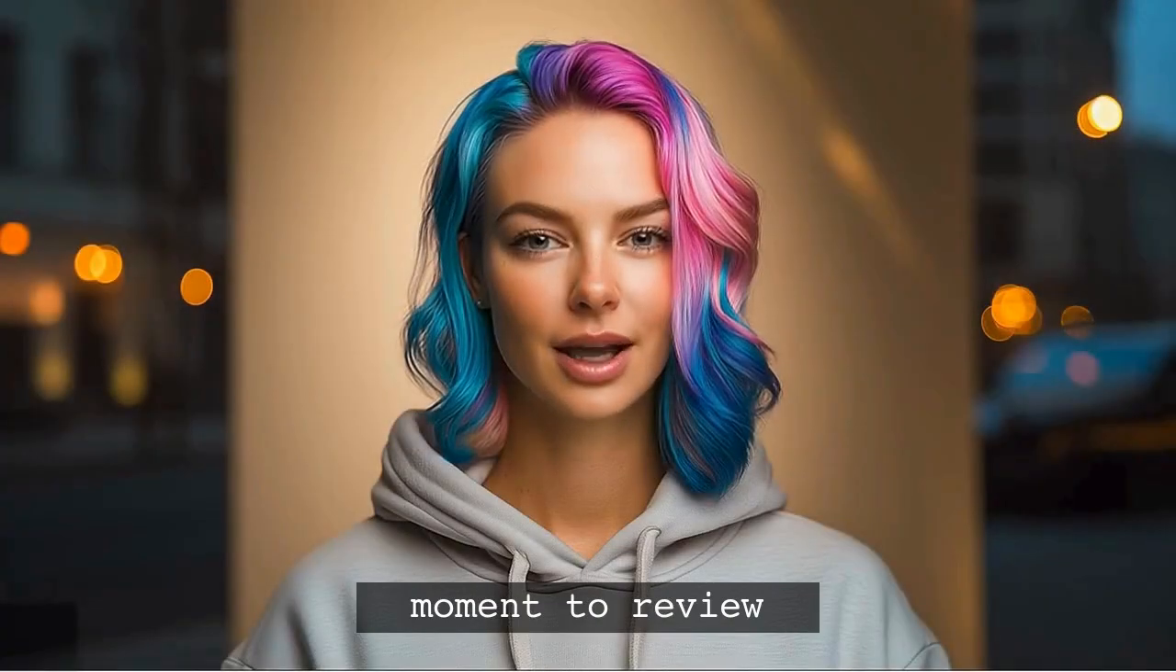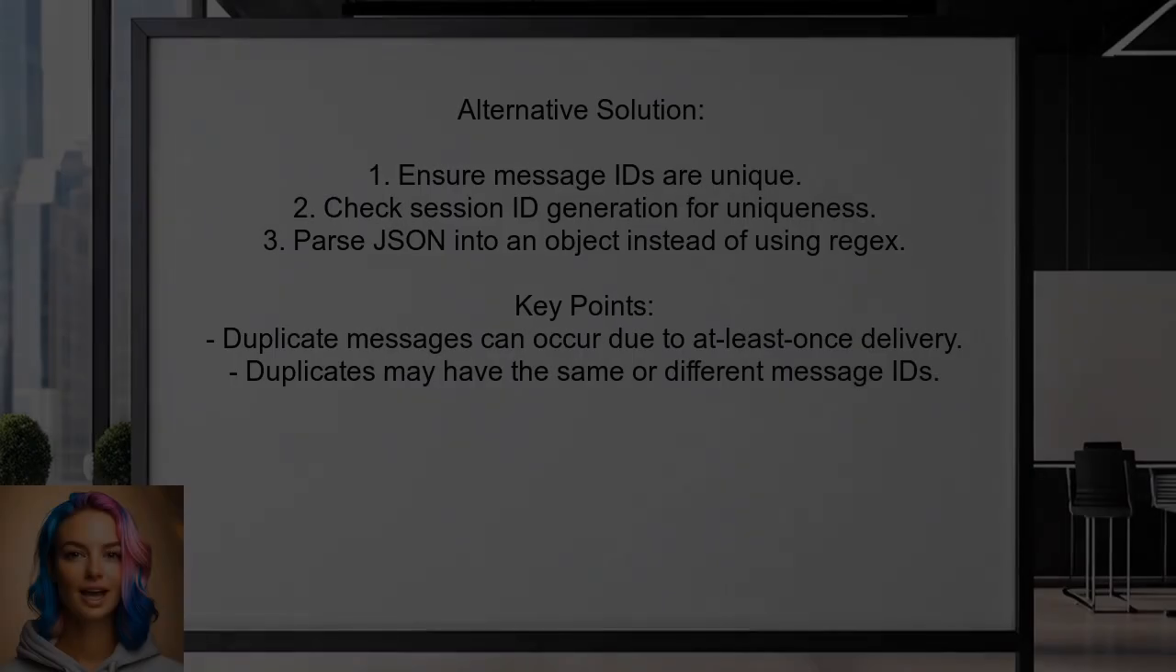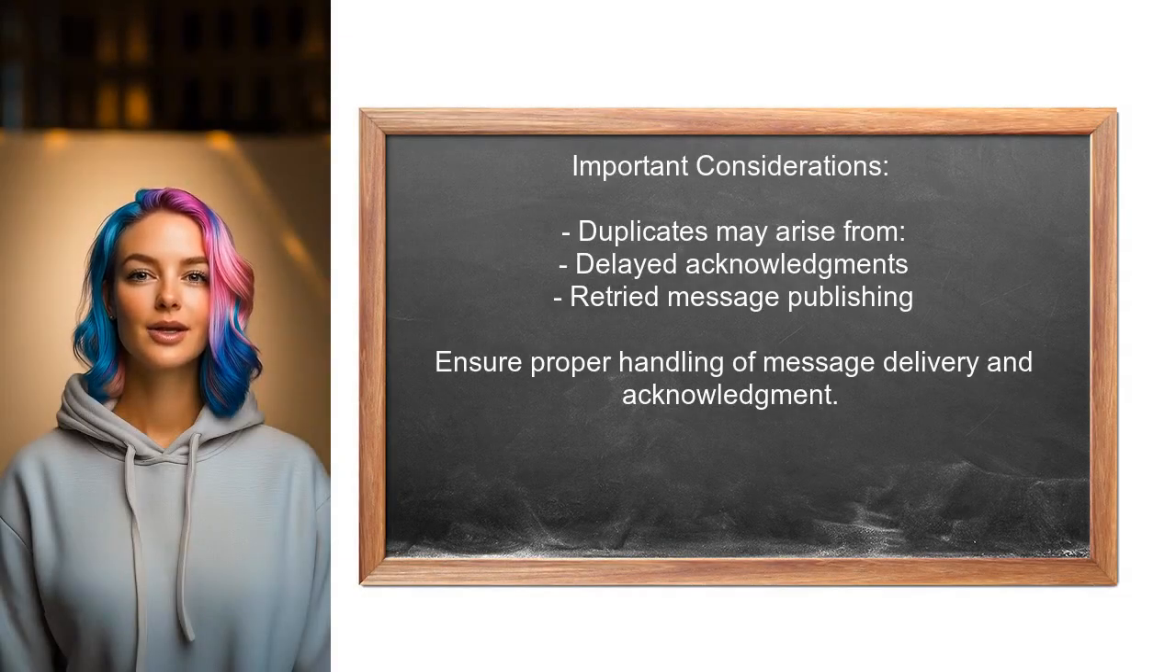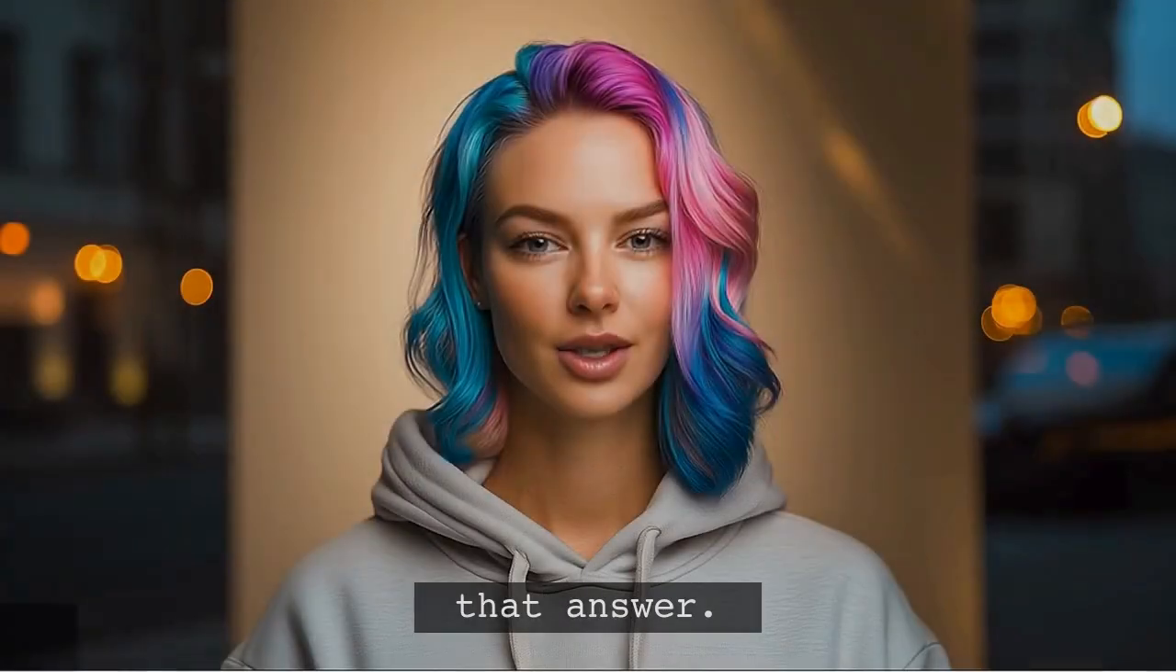Let's take a moment to review another user's answer. A user suggests that Google Cloud PubSub message IDs are unique, so it's unlikely for messages to share the same ID. They recommend checking how session IDs are generated to ensure uniqueness. Instead of using regular expressions to find session IDs in JSON, they advise parsing the JSON into an object for easier access. The user also notes that duplicates can happen if acknowledgements are not processed in time or if message publishing is retried after an error. This highlights the importance of managing message delivery and acknowledgement properly. That's all on that answer.